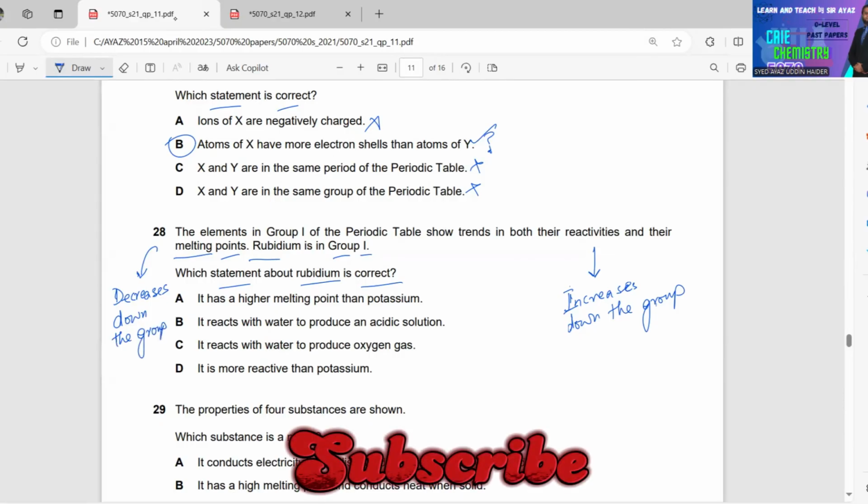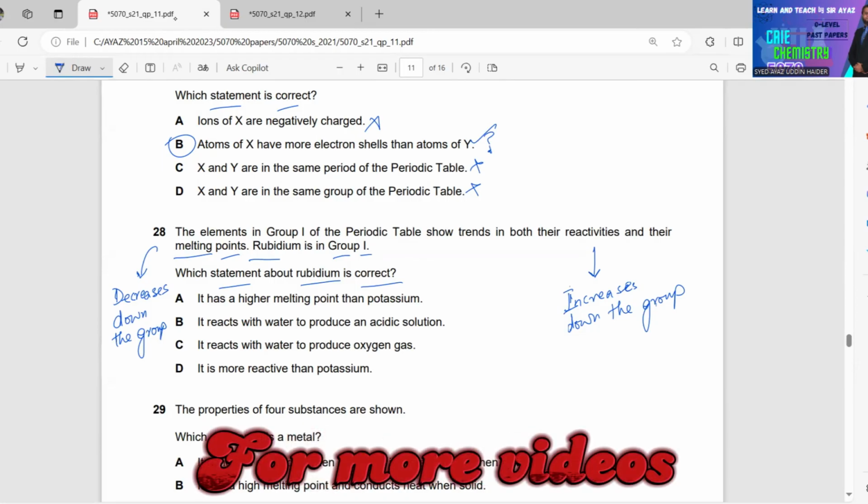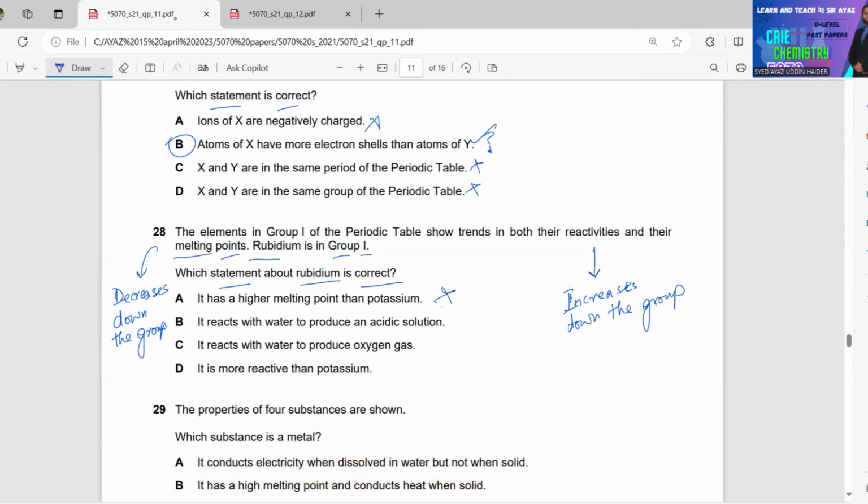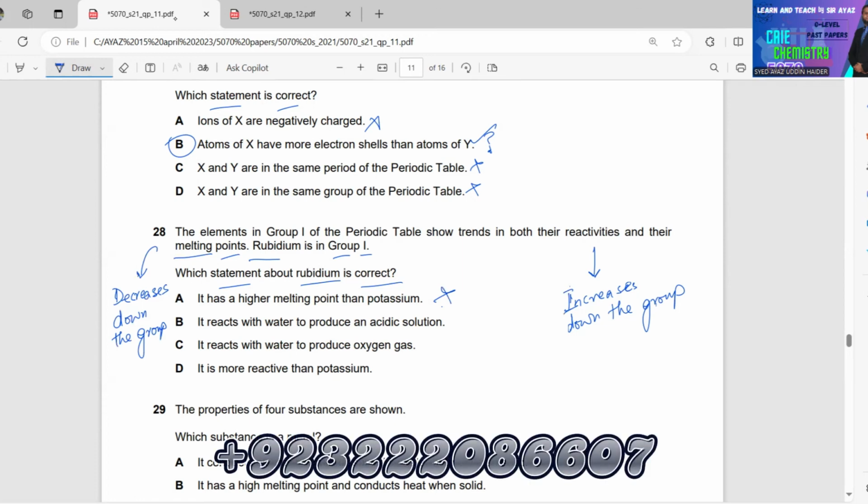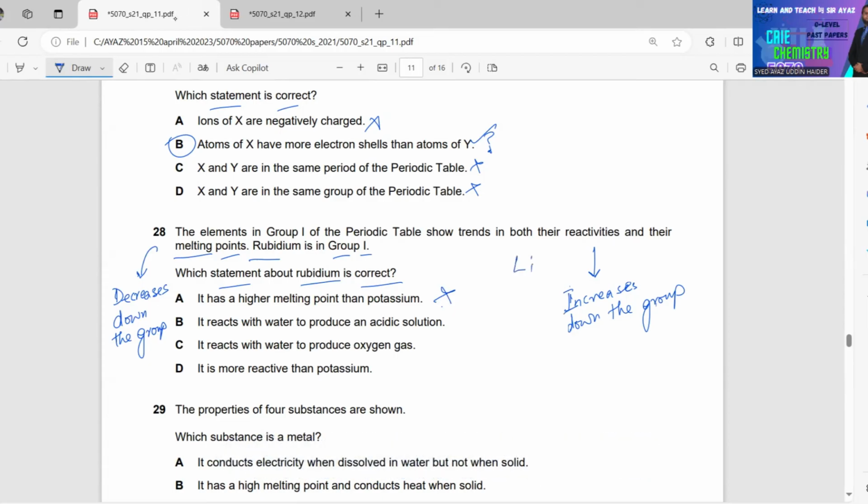A, it has a higher melting point than potassium. No, this is wrong. It must be having a lower melting point than potassium because potassium is above rubidium. For your convenience, I am writing the symbols of these elements so you can easily decide. Now, here we have lithium, sodium, potassium, rubidium, cesium, francium.